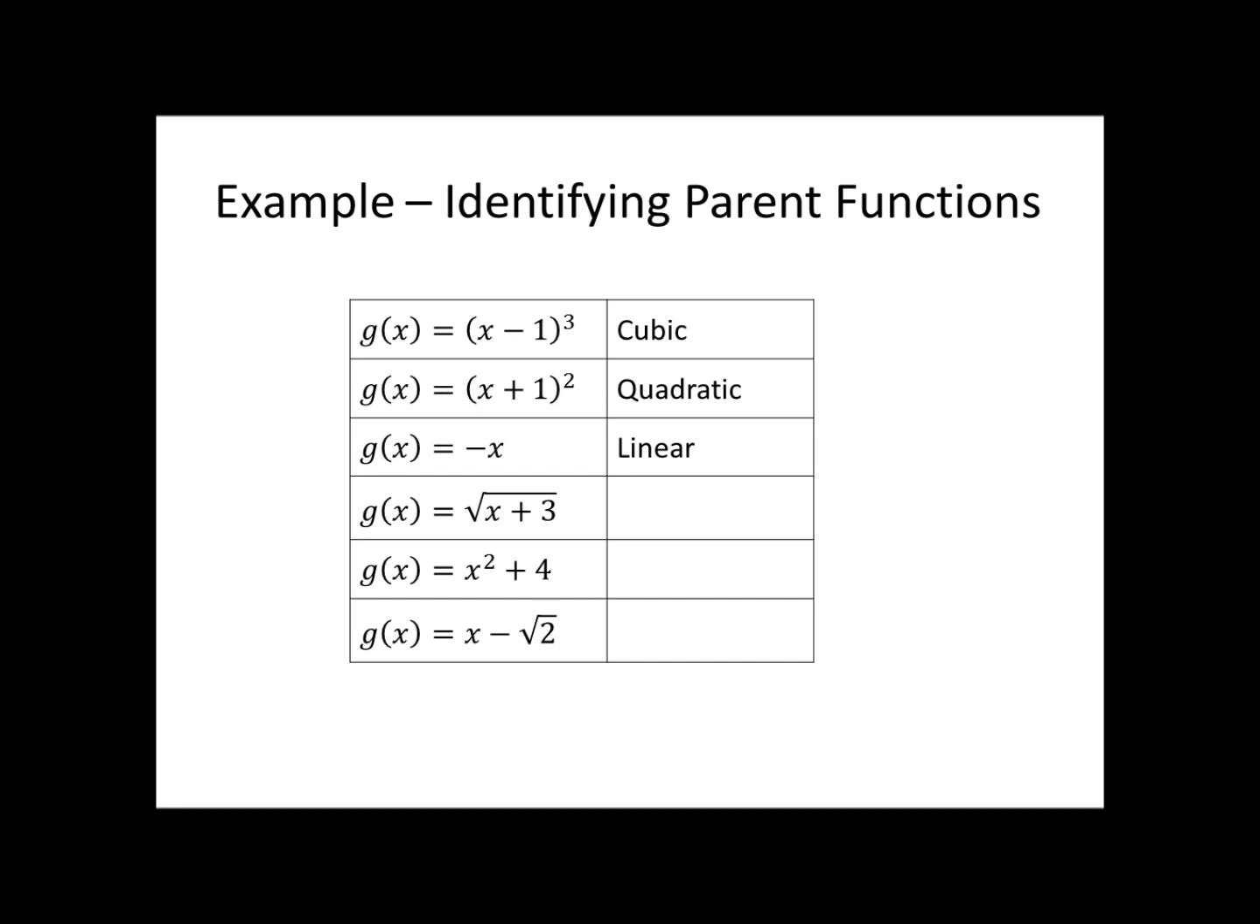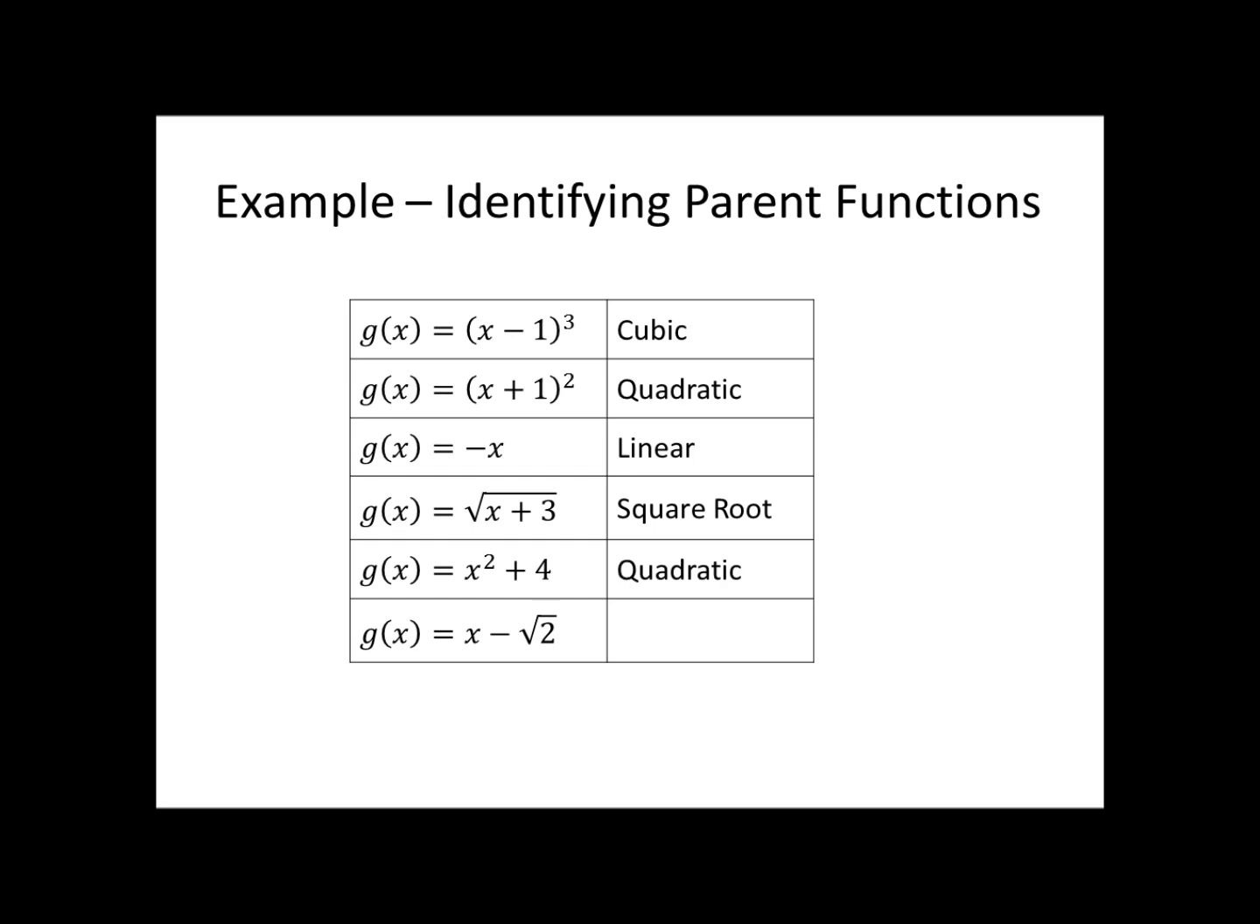What about the next one? Pretty obvious, it's got a square root. Yes, it is a square root function. X plus 3 is all under that square root. What about the next one? G of x equals x squared plus 4. That's a quadratic one again.